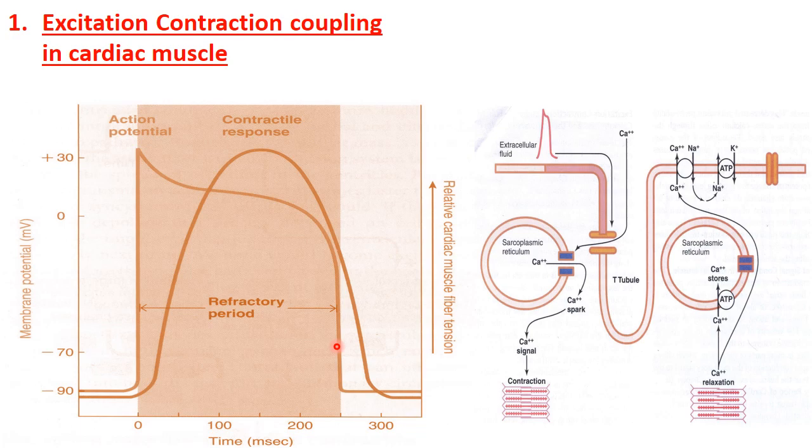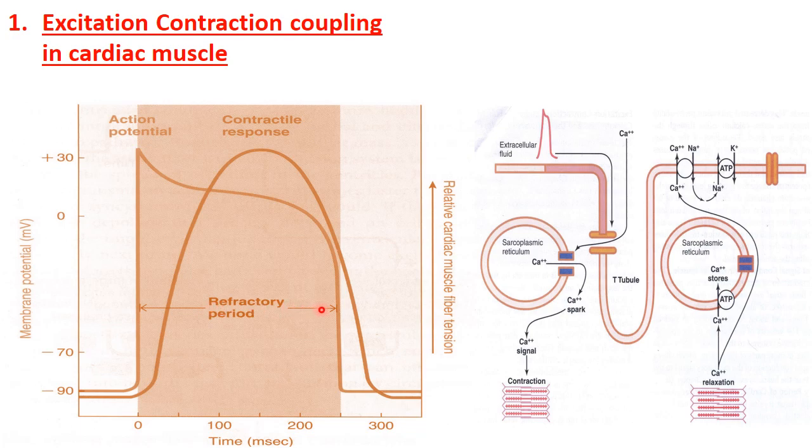For this, you need to know the properties of the fast voltage gated sodium channels. From your knowledge of the skeletal muscle and nerve action potential, you know that the voltage gated fast sodium channels have an activation gate and an inactivation gate. The inactivation gate is responsible for closure of the sodium channels, and it will be opened up only when the voltage of the cell comes down from plus 30 to minus 70. Up till then, no further stimulation of the cardiac muscle fiber can occur.